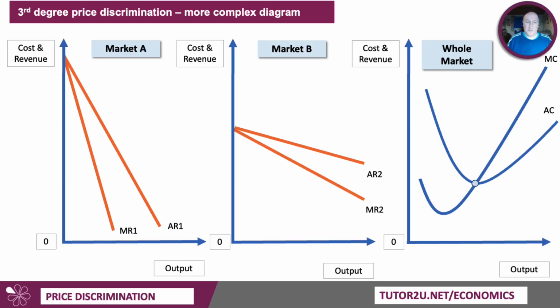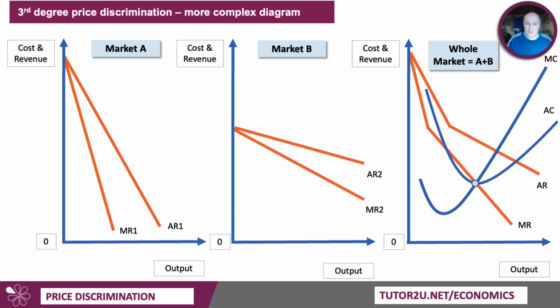Now, if we add those two demand curves together horizontally, we get this. Don't worry about having to calculate it in the exam. It is the case that if you add those two demand curves together to get the whole market, A plus B, that's what you get. There's a little bit of a discontinuity or a kink in the demand curve, because at this price, down where the second market kicks in, that's when more people join the market.